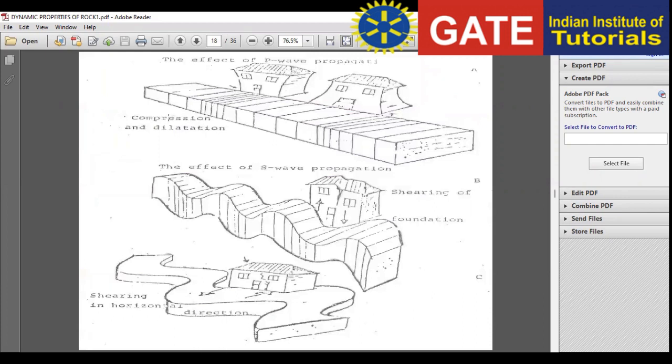So basically, the effect of P wave propagation is that it causes compression and dilation, and the effect of S wave propagation is shearing. Basically, due to P wave propagation, it causes horizontal displacement or horizontal deformation in the surface structure, whereas the S wave causes the shearing effect, either vertical as well as transverse. If the shearing is in the horizontal direction, it causes transverse distortion in the structures. That's why it is called a distortional wave also.